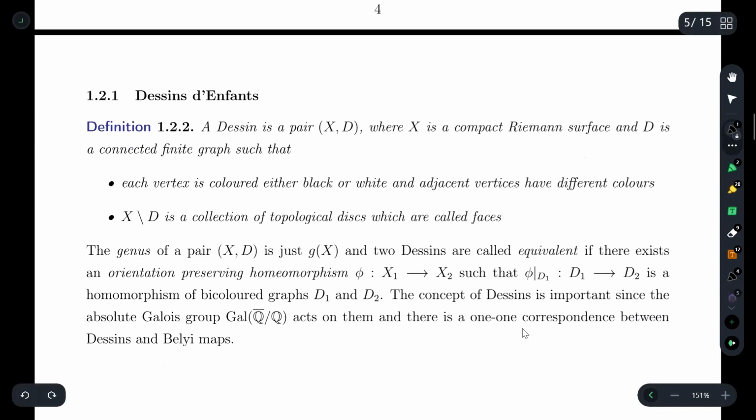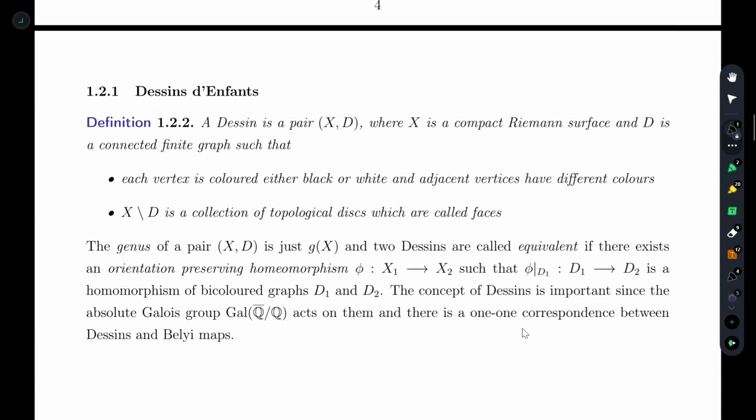So first I will formally define design. A design is a pair (X, D), where X is a compact Riemann surface and D is a connected finite graph. By finite graph, I mean that there are only finitely many vertices and finitely many edges between them. And it satisfies two properties: each vertex is colored either black or white, and adjacent vertices have different colors.